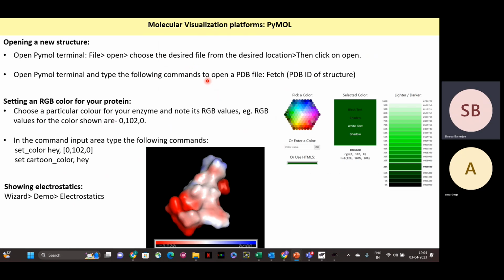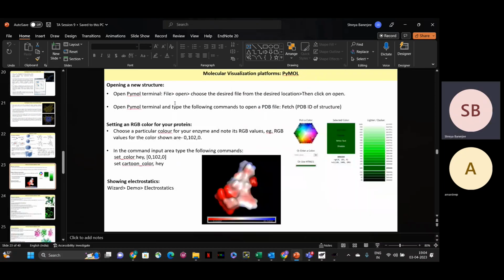A more popular molecular visualization platform is PyMol, which probably many of you use. PyMol is also free to download. So I'll show you the working of PyMol as well. There are two ways to open a PDB file in PyMol.